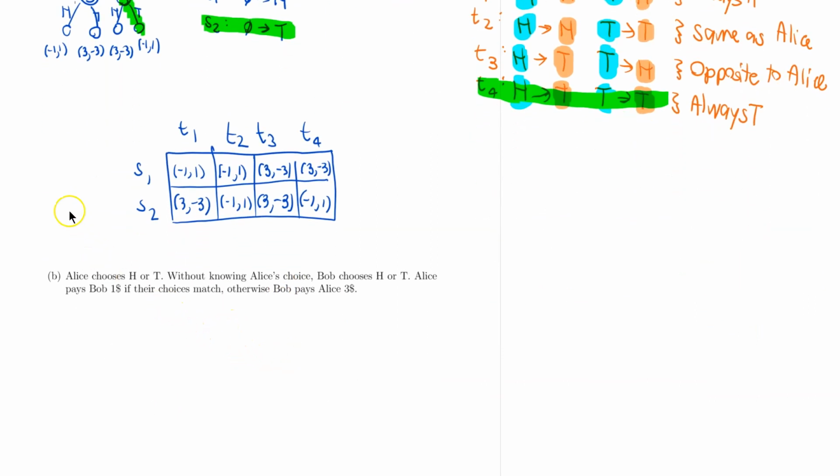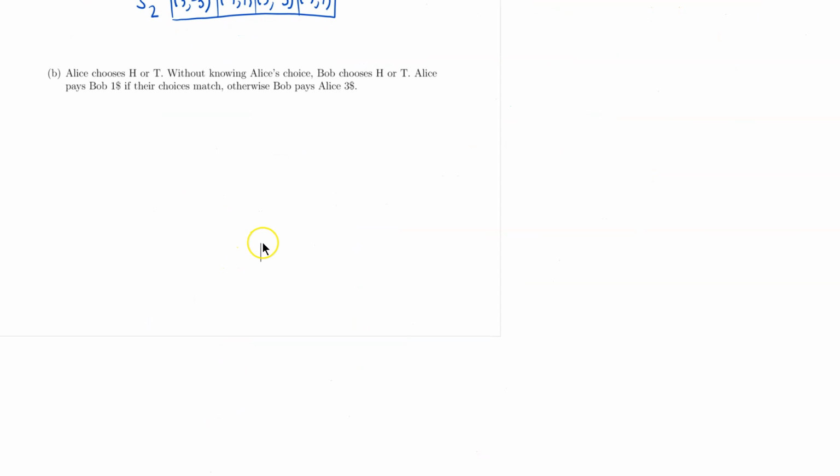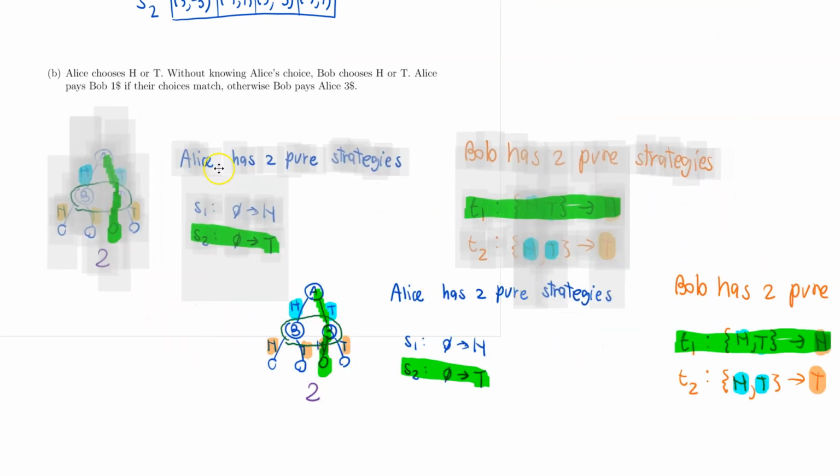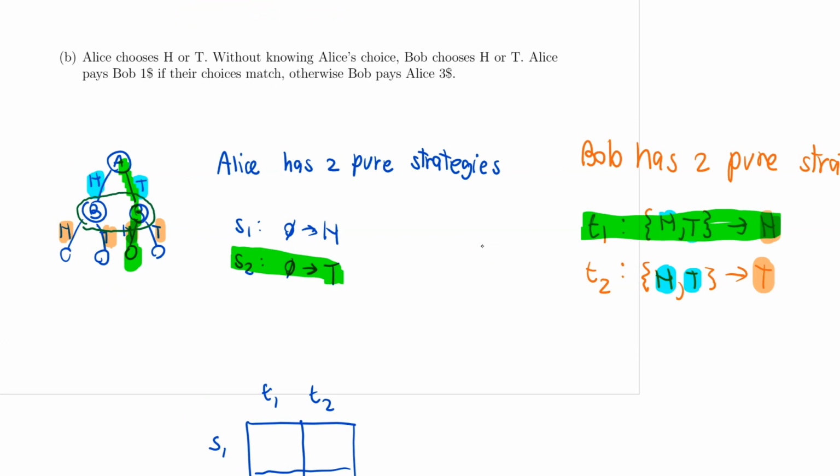Again, this is the same example that we saw earlier. Let me do the same thing and copy and paste this. This is from the last lecture, by the way. Okay. So now we see that Alice has 2 pure strategies and Bob has 2 pure strategies. So my matrix is just going to be a 2 by 2 matrix. My rows are going to be S1 and S2, and my columns are going to be T1 and T2. Now let me also go back and write the payoff for this matrix. It's going to be the same payoff that we saw earlier.